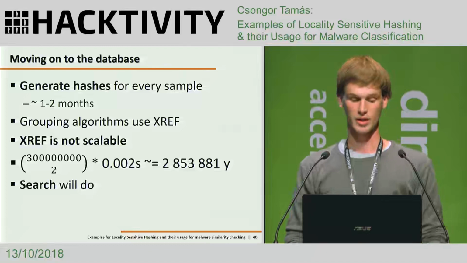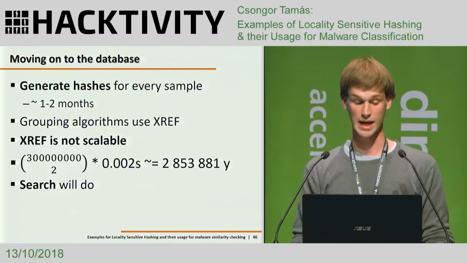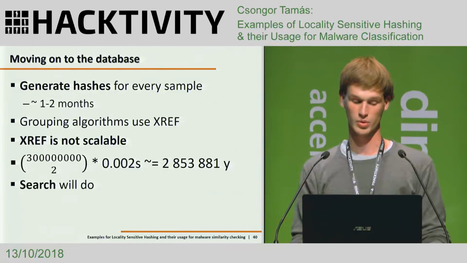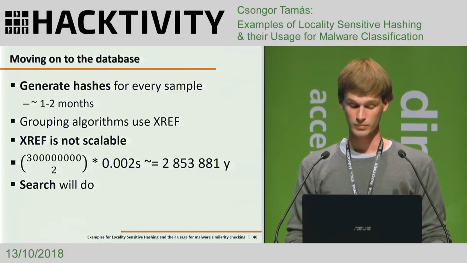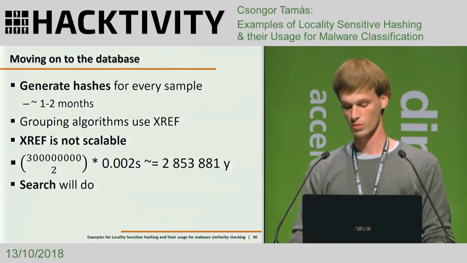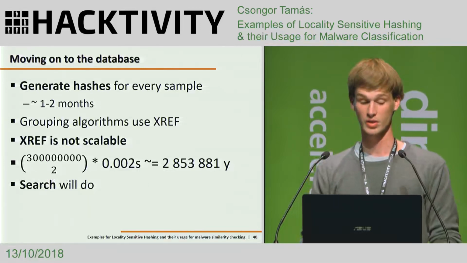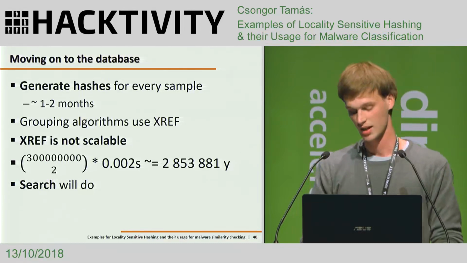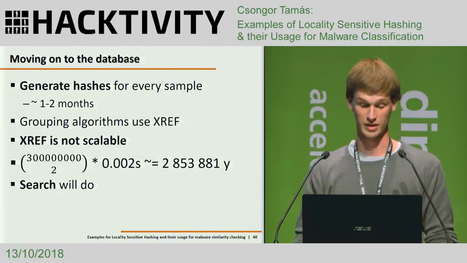So then I moved on to the real database. As I mentioned, it contained 300 million malware samples. The hash generation for SSDeep and TLSH took roughly the summer, so 2 months. For the small data set, I calculated cross-references between every 2 samples. Now, this does not scale well. For 300 million samples, it would roughly take 3 million years.